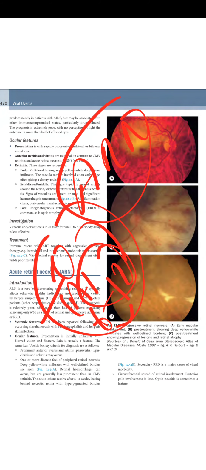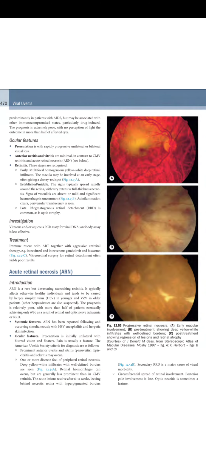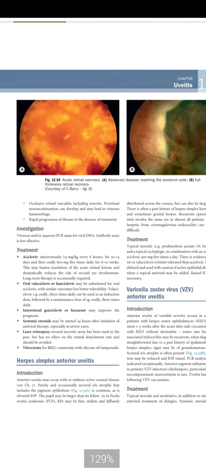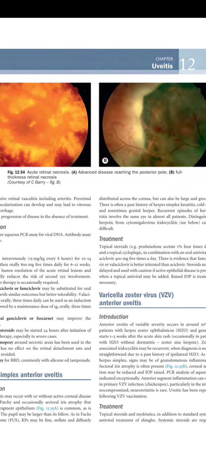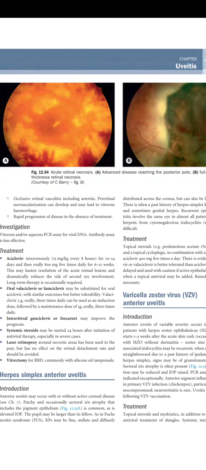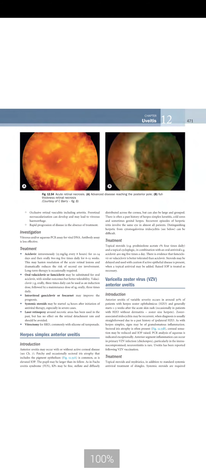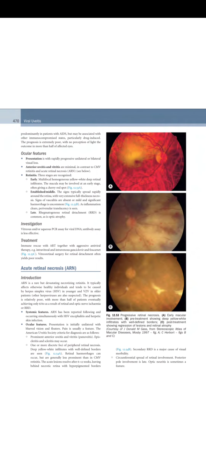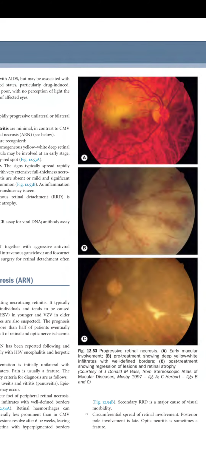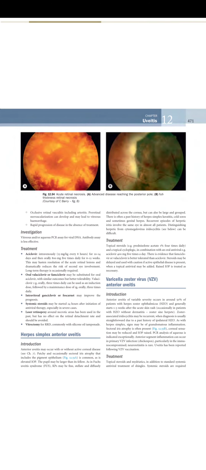necrotic retina with hyperpigmented borders. So let's see, figure 12.54 is showing acute retinal necrosis. A is showing advanced disease reaching the posterior pole, and B is showing the full thickness retinal necrosis, and you can see the hyperpigmented borders in this. Circumferential spread of retinal involvement. Posterior pole involvement is late. Optic neuritis is sometimes a feature.